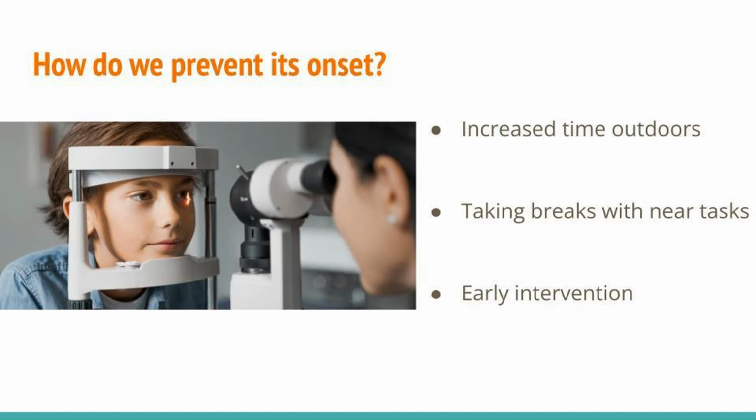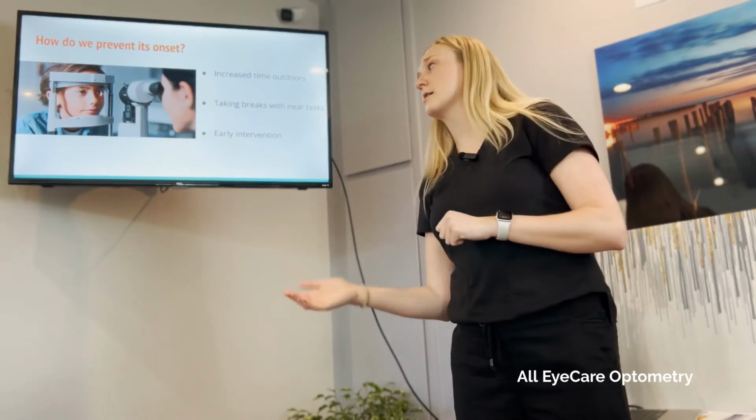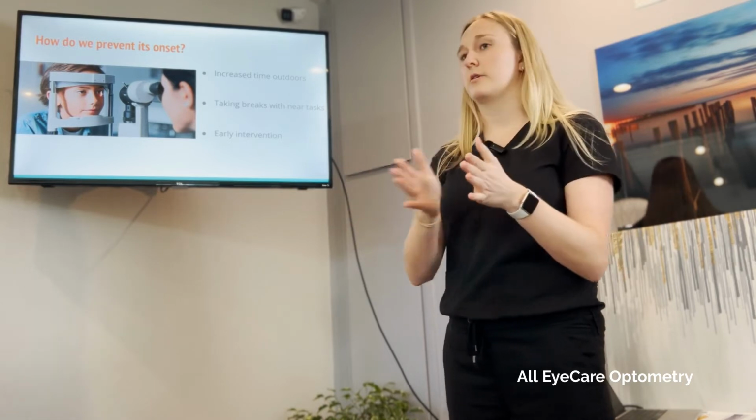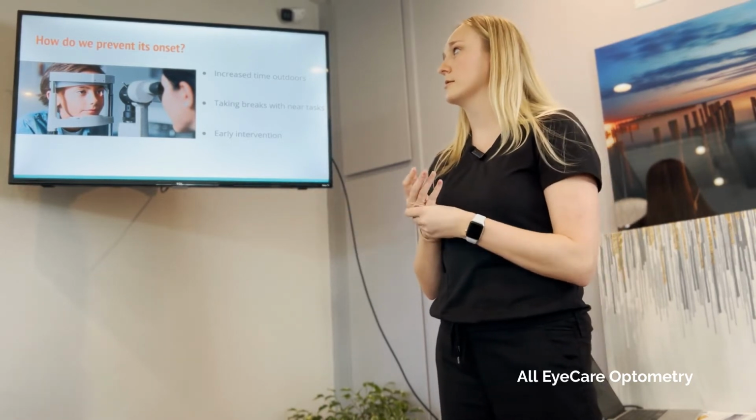Also, taking breaks with near tasks, so you don't have to never read a book again as a child or never go on your iPad, but doing like a 20-minute session on your iPad and then spending 20 minutes outside will help to prevent the onset of this. And then lastly, having your eye exams earlier so that we can intervene earlier if these patients have myopia. That way we can prevent it from getting so high and prevent those risk factors from occurring.